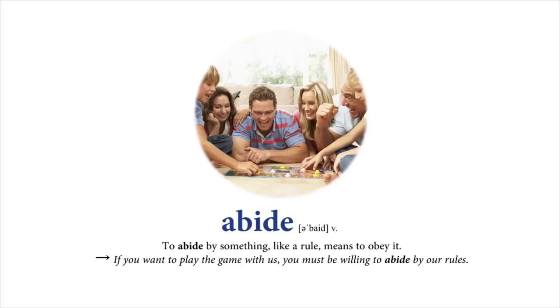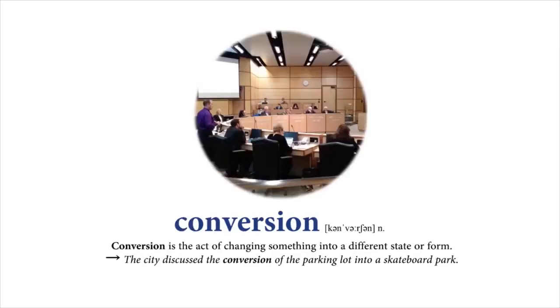Unit 24. Word list. Abide. To abide by something, like a rule, means to obey it. If you want to play the game with us, you must be willing to abide by our rules. Conversion. Conversion is the act of changing something into a different state or form. The city discussed the conversion of the parking lot into a skateboard park.